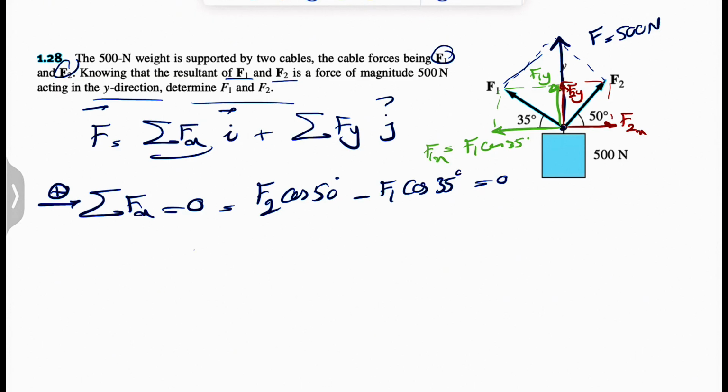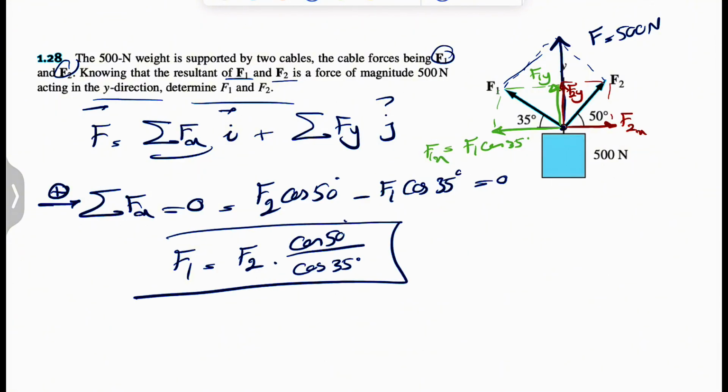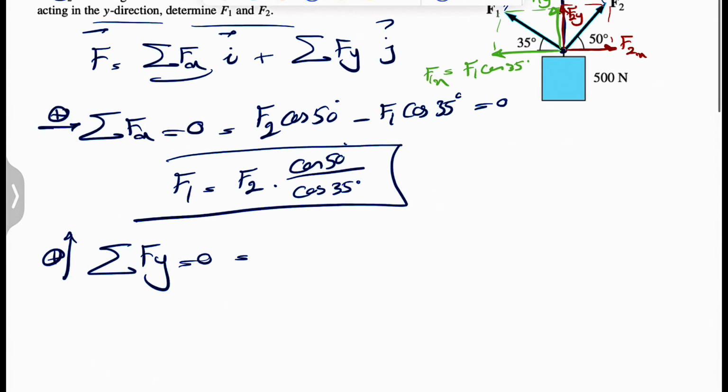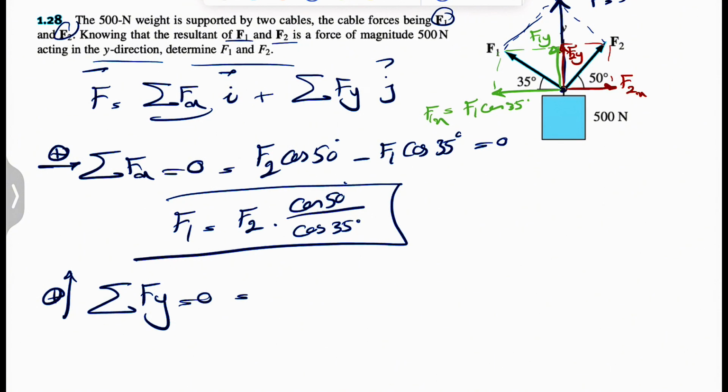From here we can find the relationship between F1 and F2. Basically F1 is F2 times cosine of 50 degrees over cosine of 35 degrees. So that's one equation, and the second equation is our sum of all forces in y equals 0, and this is our positive direction for y. We can see both of them are actually positive since they're upward.